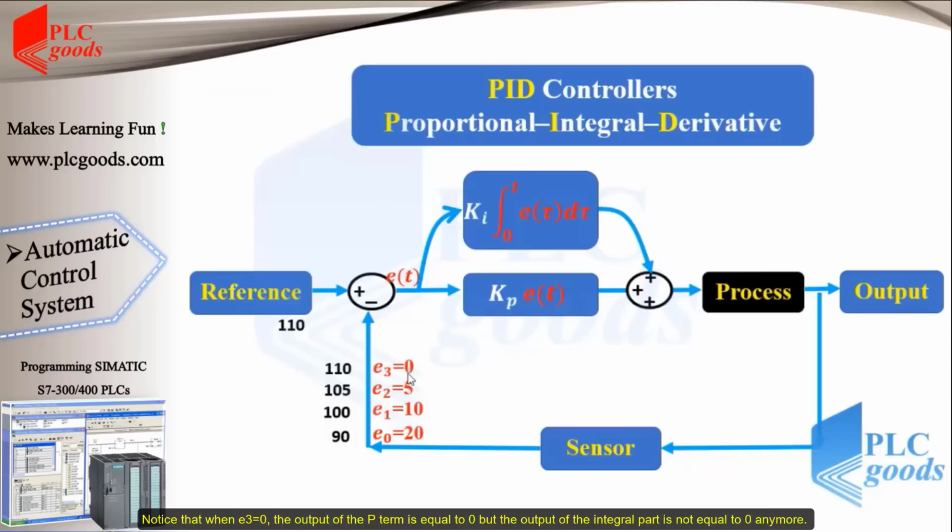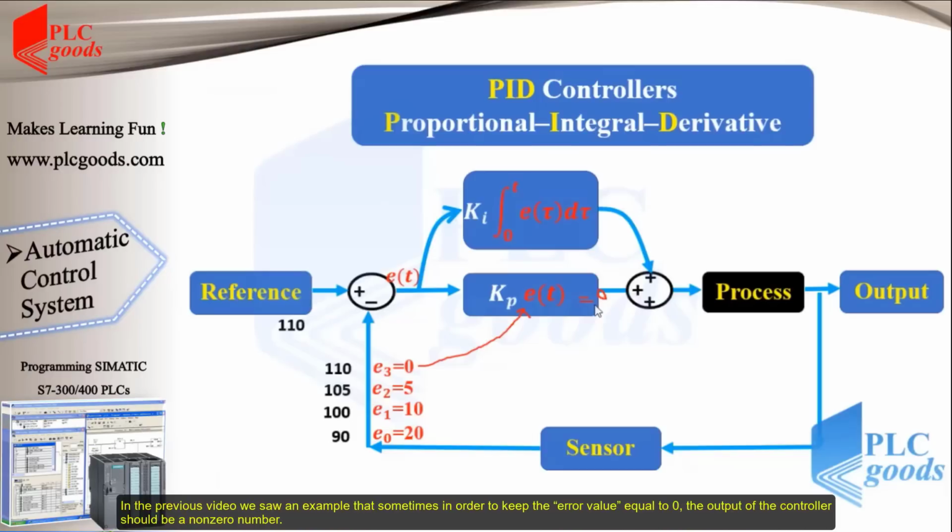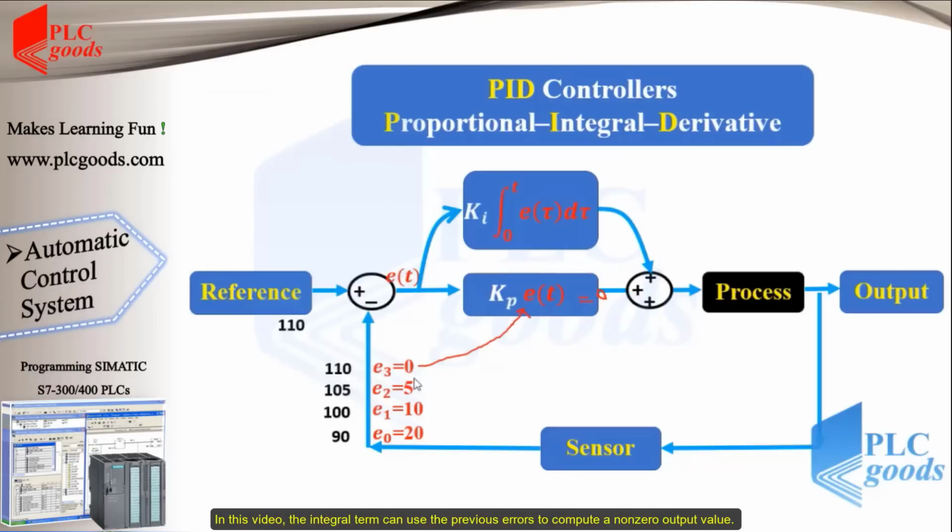Notice that when E3 is equal to 0, the output of the P term is equal to 0, but the output of the integral part is not equal to 0 anymore. In the previous video, we saw an example that sometimes, in order to keep the error value equal to 0, the output of the controller should be a non-zero number. In this video, the integral term can use the previous errors to compute a non-zero output value.